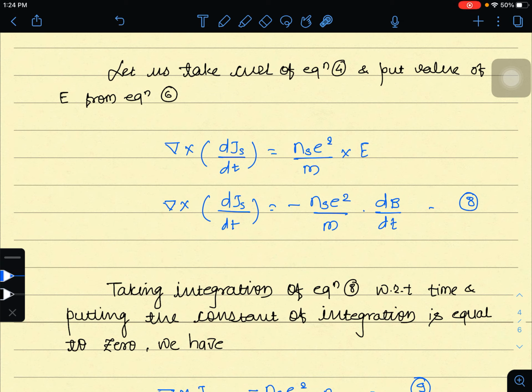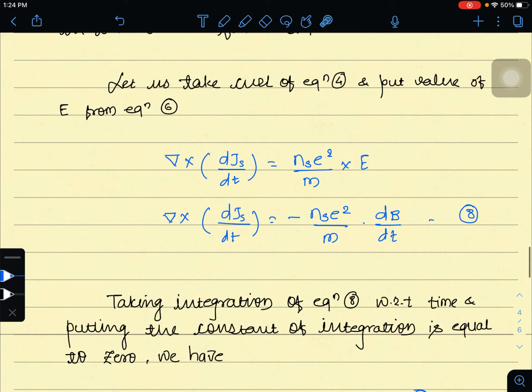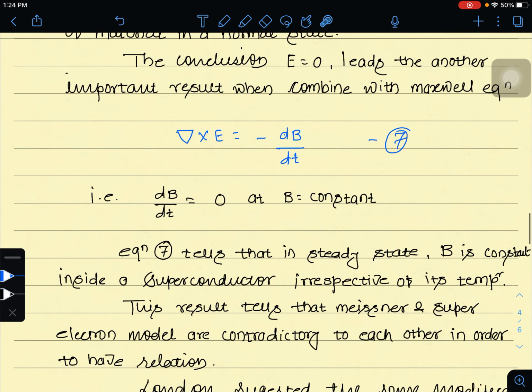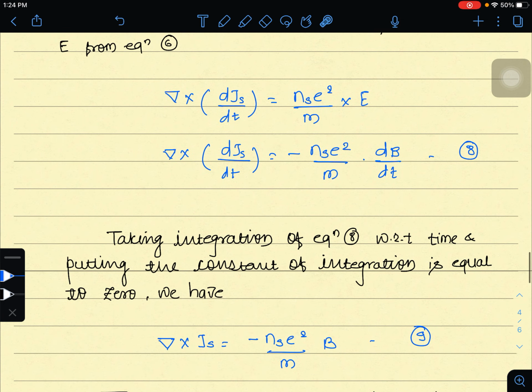It is not important which equation numbers are given; I will show the equations. Taking the curl of these equations, we then put in the value of E, which is given by del cross E equals minus dB by dt. That means the value dB by dt appears here.